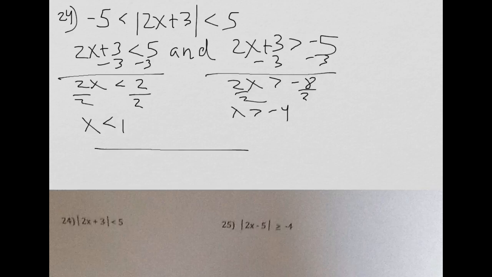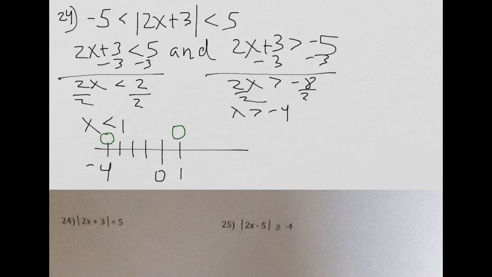Now I must graph this on the number line. So let's see, I got 0, up to 1, negative 1, negative 2, negative 3, negative 4. Again, what type of circle on both of them? They are both open because it doesn't have an equals. Open on the 1, open on the negative 4.